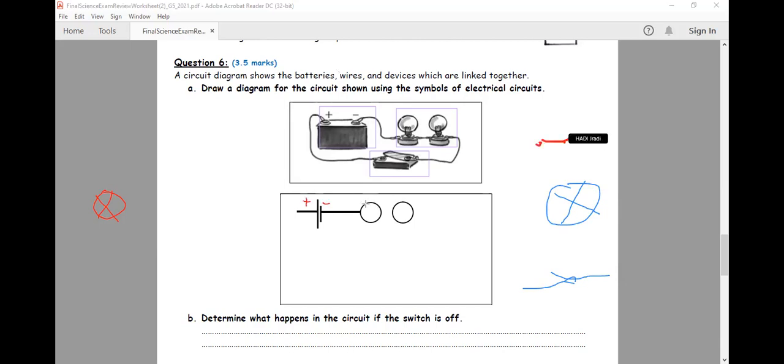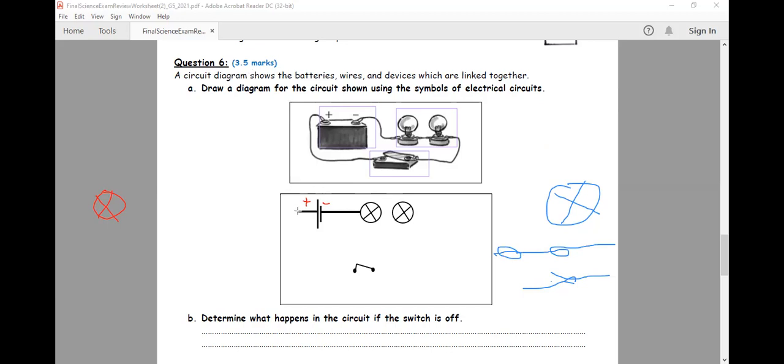Bravo. Is the switch closed or open? Let's consider it's a closed switch. I drew an open switch. This is a closed switch. Here it is, like that. I close the switch. Let me continue.